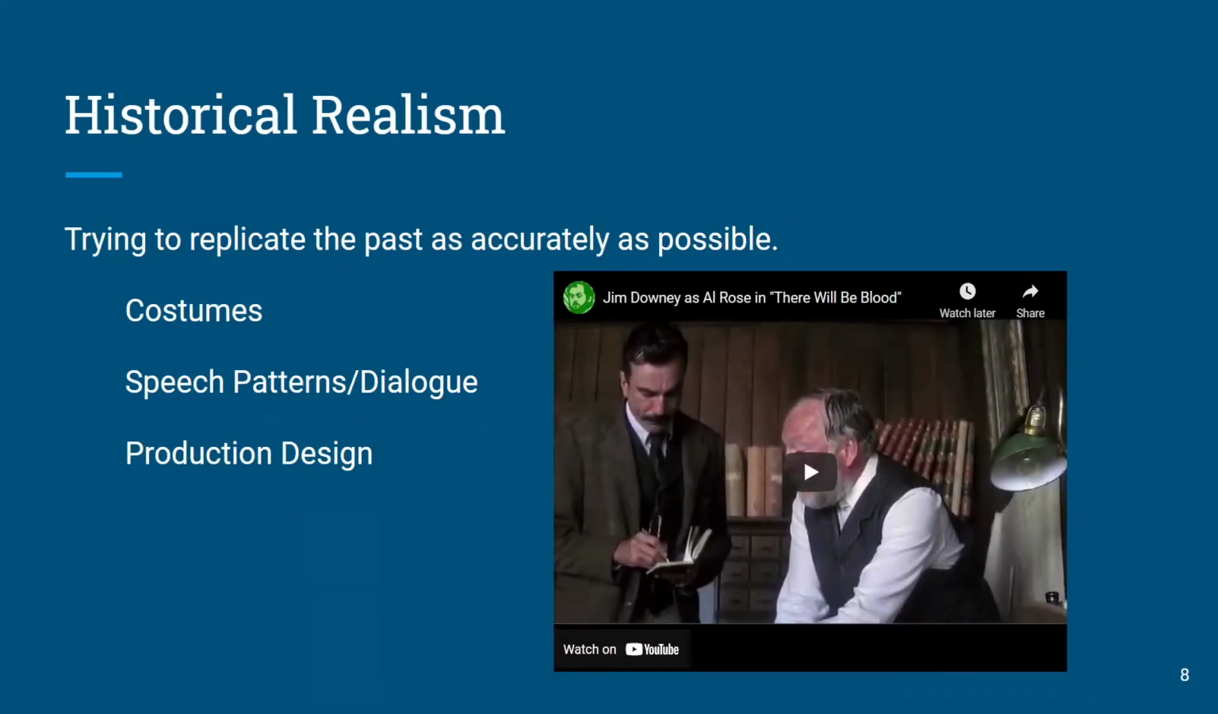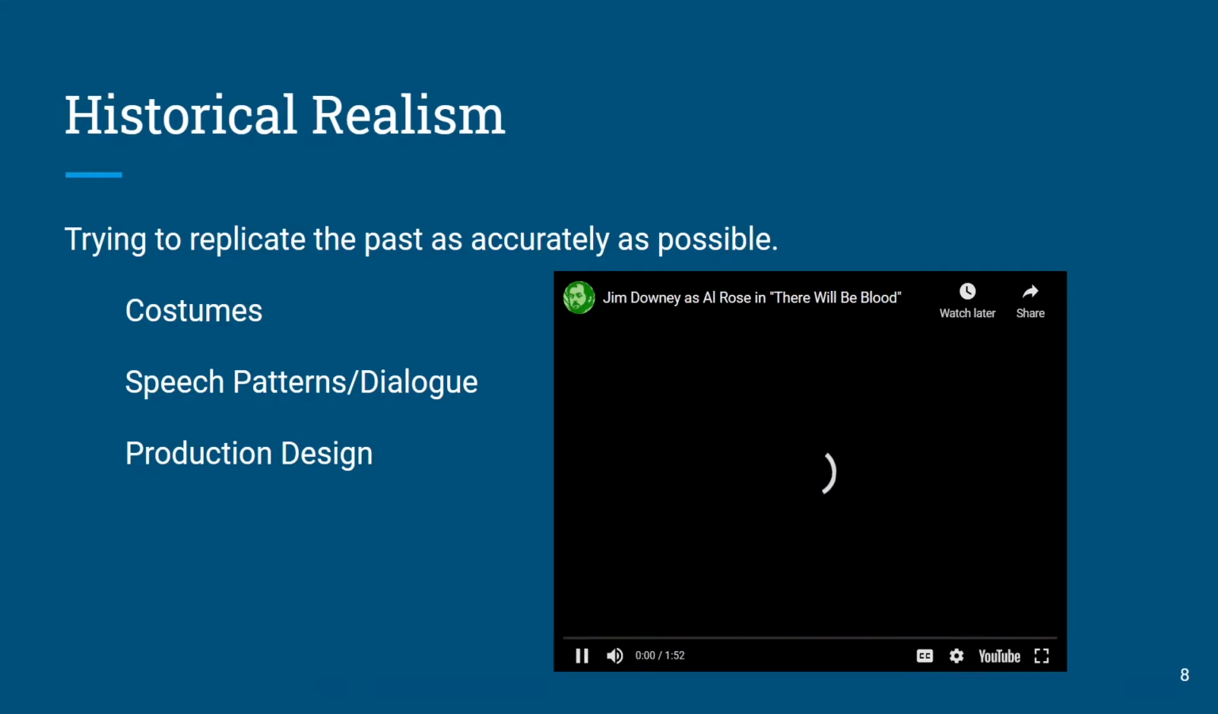Historical realism: There Will Be Blood, one of my favorite films. And when you go to watch that on Vimeo, you'll see the same thing. So historical realism is setting out to replicate the past as accurately as possible. So things like costumes, speech patterns, dialogue, and the production design.